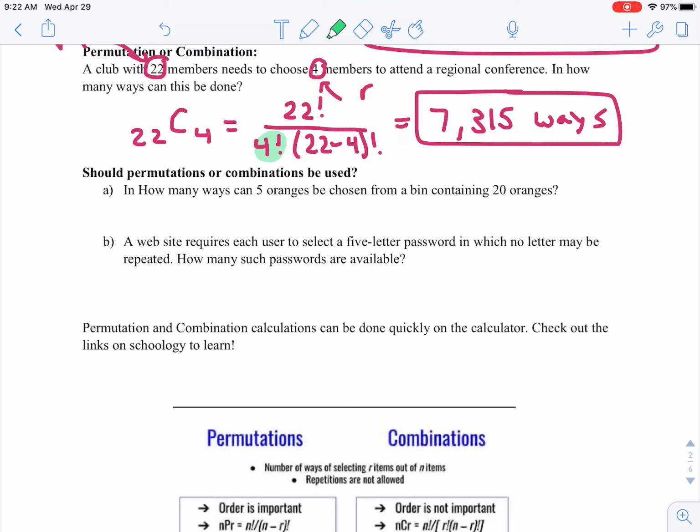So this is what I want to talk about here real quick: what should you use? Permutation or combination? In how many ways can 5 oranges be chosen from a bin containing 20 oranges? Okay, so I'm talking about how many groups of 5 oranges I could pick. So the order in this case does not matter. I don't care if I pick this orange first or this orange first. It's that group of 5 that I've created. So this would be a combination.